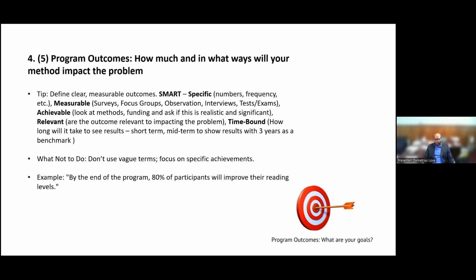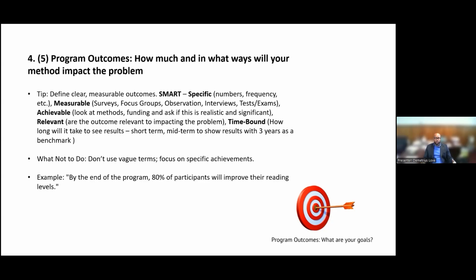All right. S is for specific. When you talk about specific, you want to use numbers. How many times will it happen? How often, the frequency? How much are you going to decrease it? How much are you going to increase it? You want to be very specific.